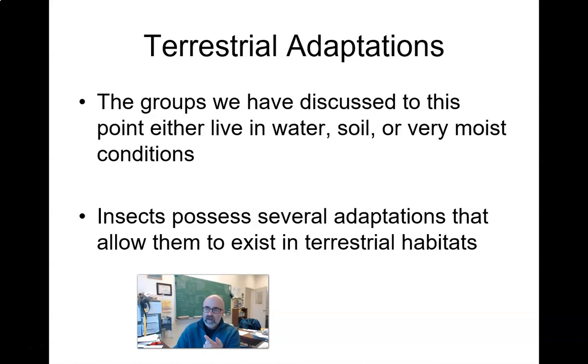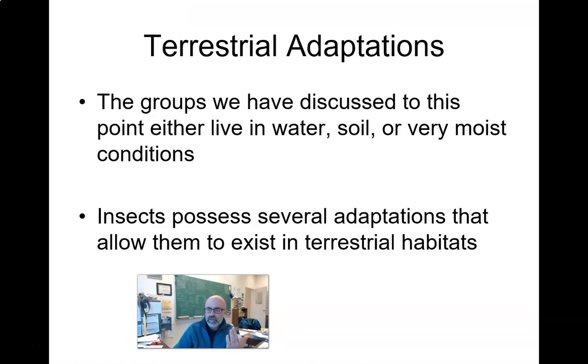Number two, they have those jointed appendages, which allow them to move quickly on land, and in those appendages I would include the wings. And the wing has allowed insects to be able to disperse easily and quickly. So if conditions on land become too dry or too hot or too cold in this place, insects can just fly to another place. So we've got exoskeleton, appendages, including wings.